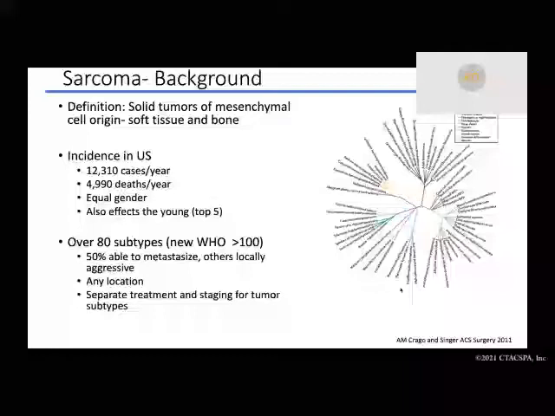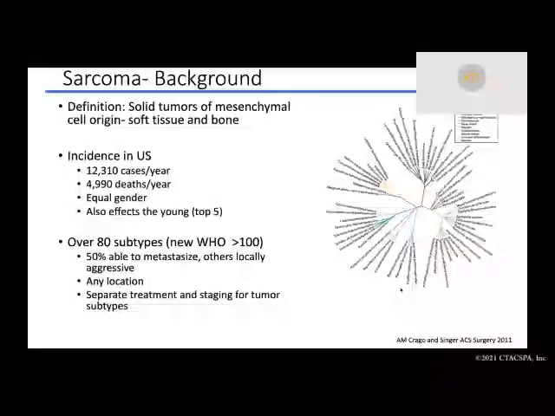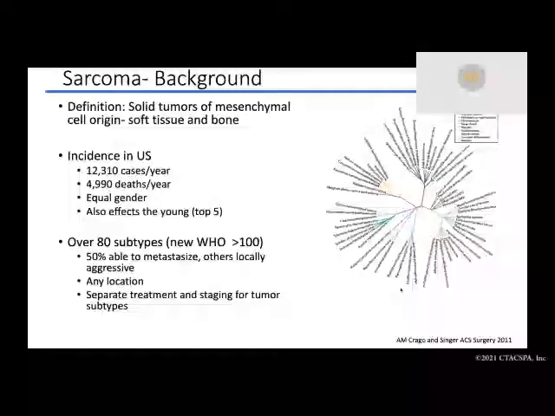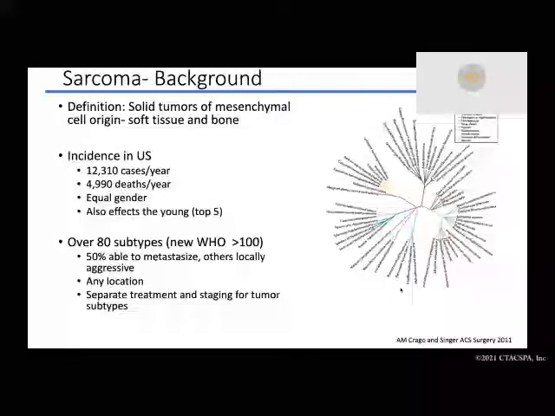So sarcoma. So sarcomas, generally speaking, they're solid tumors of mesenchymal origin, right? So that can be soft tissue, fat, bone, muscle, right? Anything you can think of really as a catch-all. So 12,000 cases a year in the United States with about 5,000 deaths, which is pretty high for something so rare. Now, up until this year, there were 80 subtypes. There's now, I think, 110. The WHO just reclassified them.